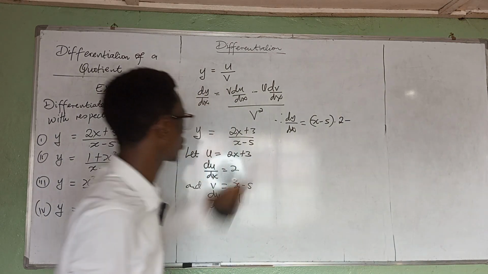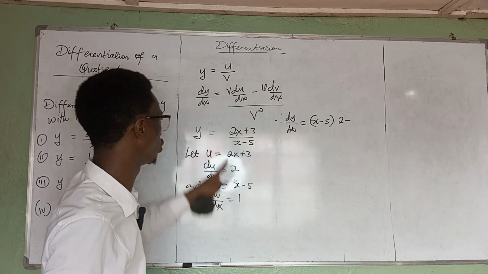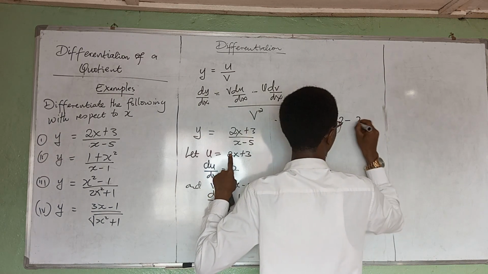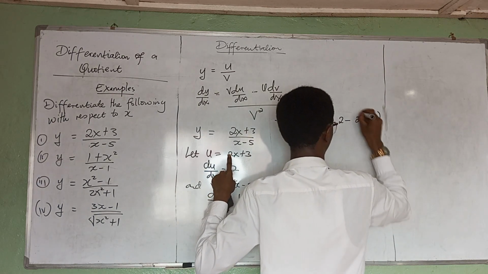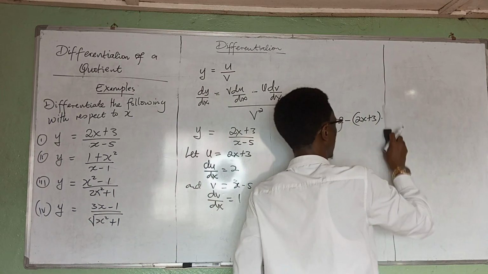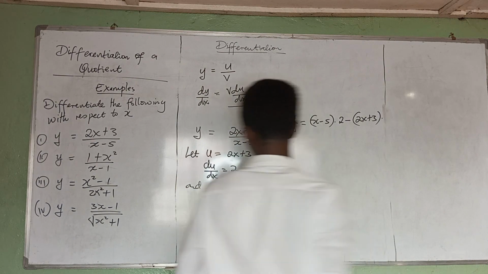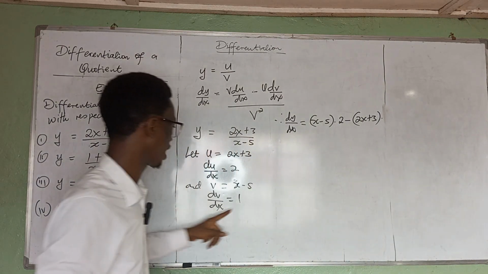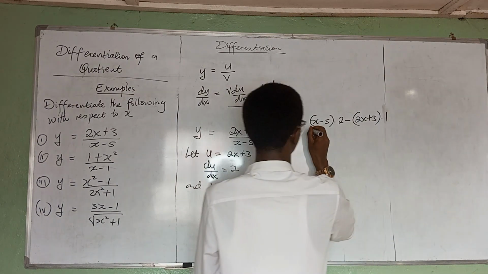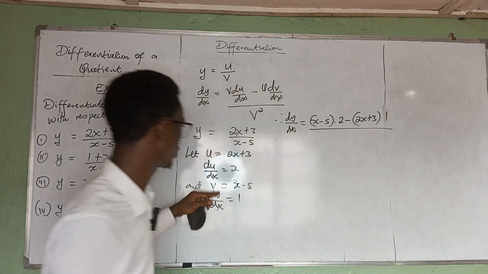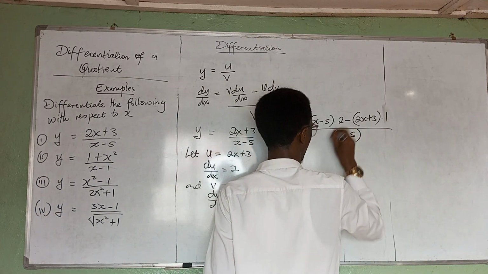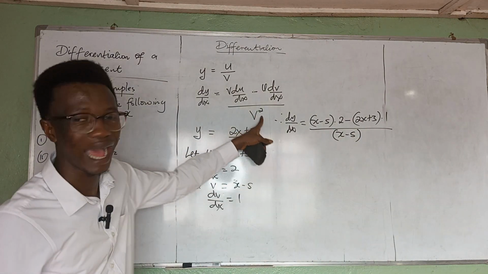Minus. You go to the next one. This is u. What is your u? Your u is 2x plus 3. So this becomes 2x plus 3, close bracket, multiplied by dv by dx. Now, dv by dx is what? 1. So multiply this by 1. And everything here is divided by v. And what is your v? It is x minus 5. x minus 5. But what we are substituting for has what?